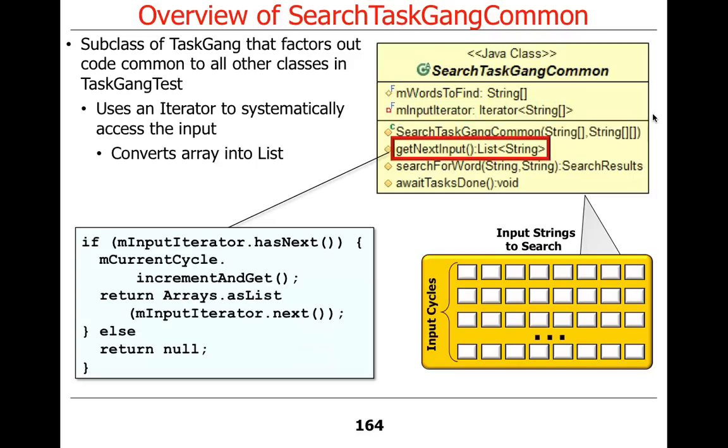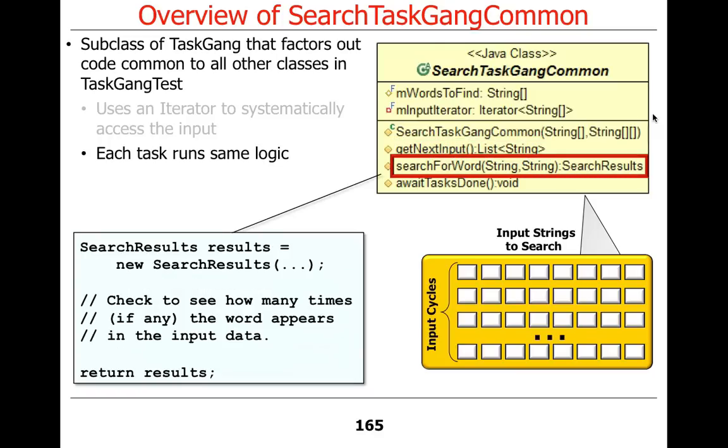Here's what the code looks like. If there's anything in the iterator, we go ahead and increment the next cycle, and then we go ahead and get the next item in the iterator. So that's real clean, real simple. Each task runs exactly the same logic.